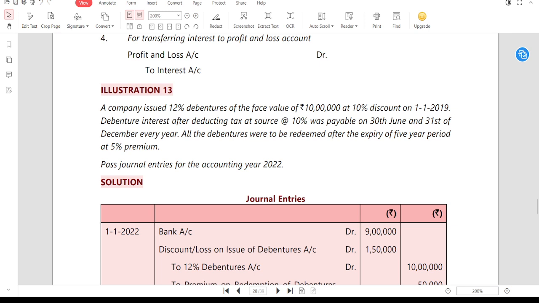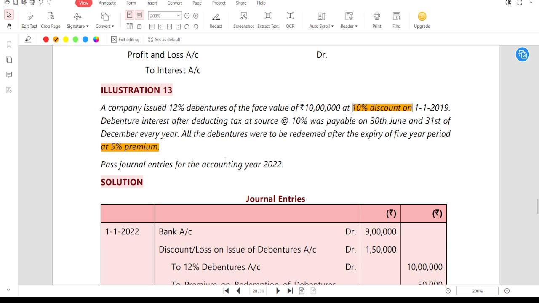So in the given case, we have two things here. Number one, discount at the rate of 10% means the discount amount is 1 lakh rupees. And second, at the very last line, the redemption will be done after the expiry of 5 years at a 5% premium, which means 50,000 rupees. So the total loss on issue of debenture is 1 lakh discount and 50,000 premium, so 1,50,000. We need to record this at the time of issue of debenture on 1/1/2019.